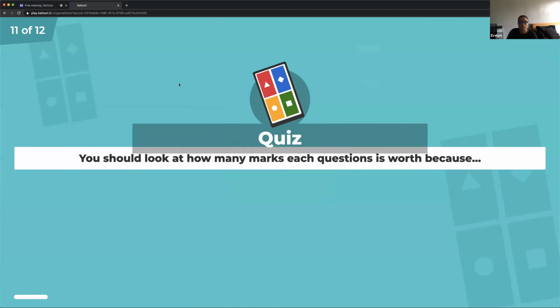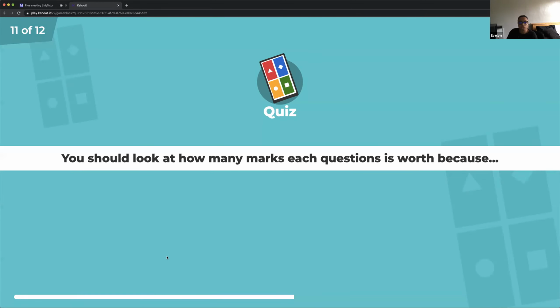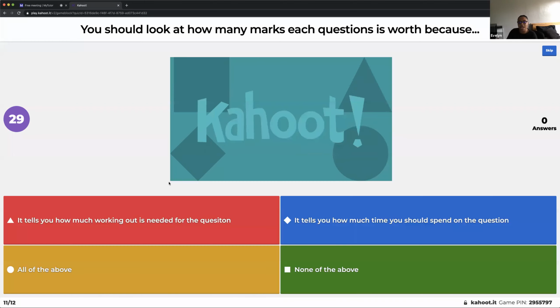Right, second to last question. You should look at how many marks each question is worth, because have a look at all of the different scenarios you have below and pick the correct one.